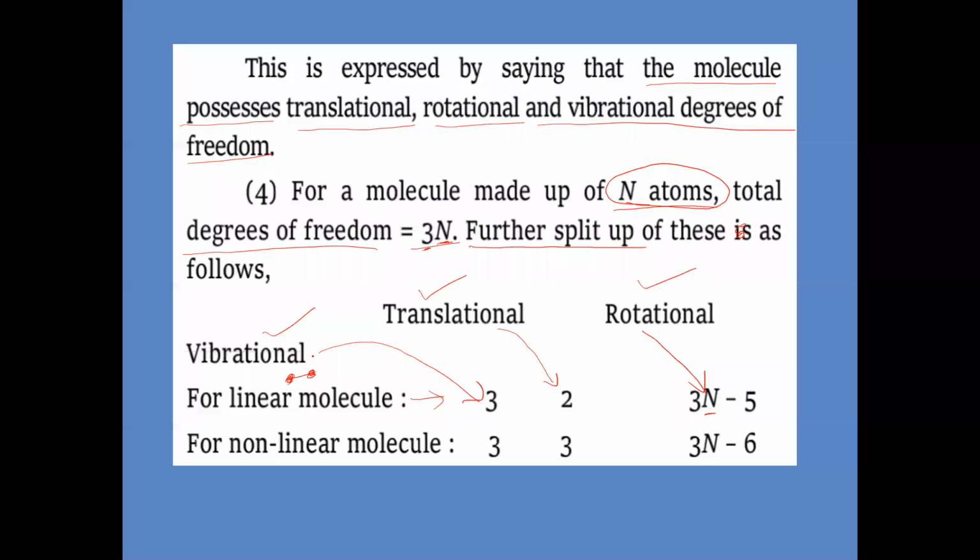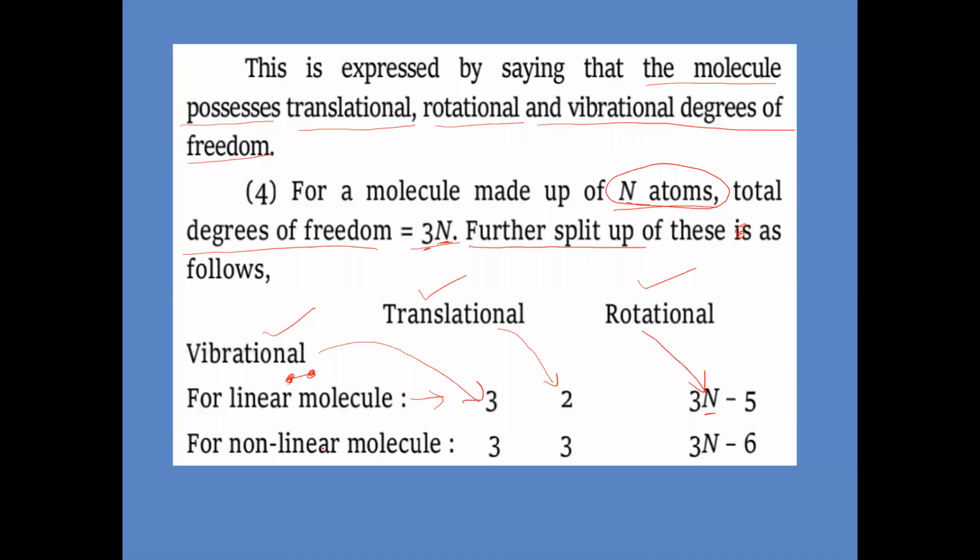So the number of vibrational degrees of freedom is 3, the number of translational degrees of freedom will be 2, and the number of rotational degrees of freedom will be 3n minus 5. That is for the given linear molecule, if the molecule is linear in shape.